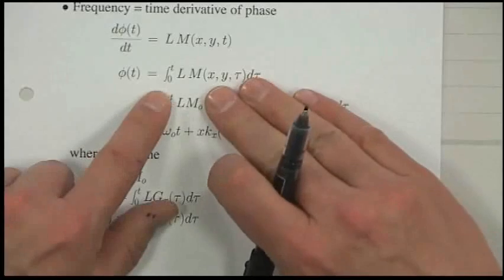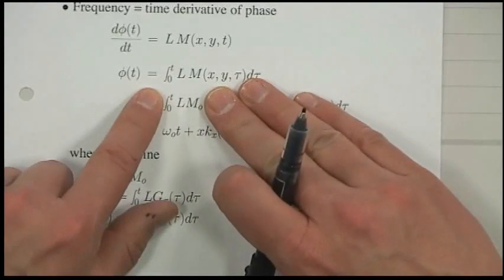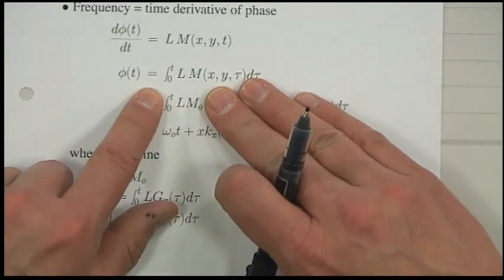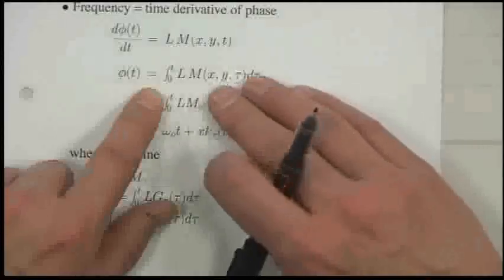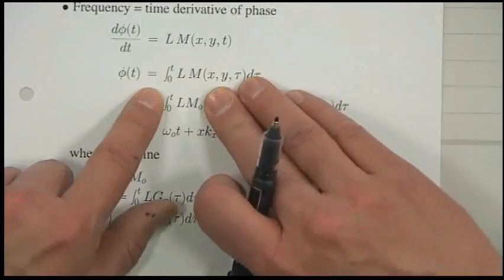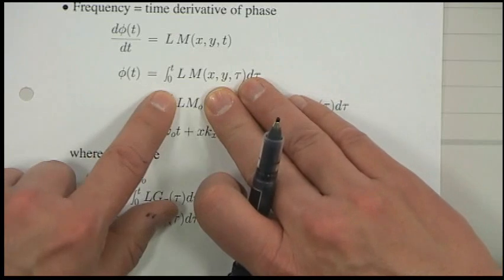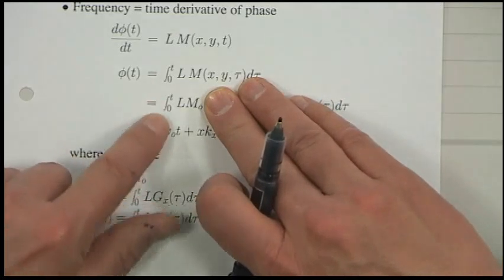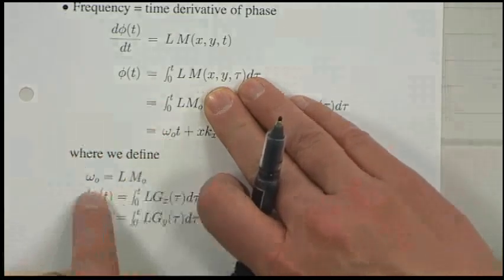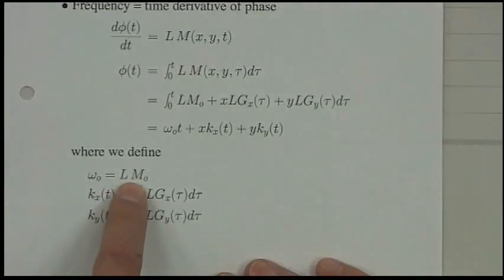Now, the different terms have different meanings. The first integral is the integral of L times m0. So these are all times dt, or d tau. This is a constant, so the integral of the constant is just omega 0 t, where omega 0 is just L times m0. Yeah? Is it for even z, or z is not included?